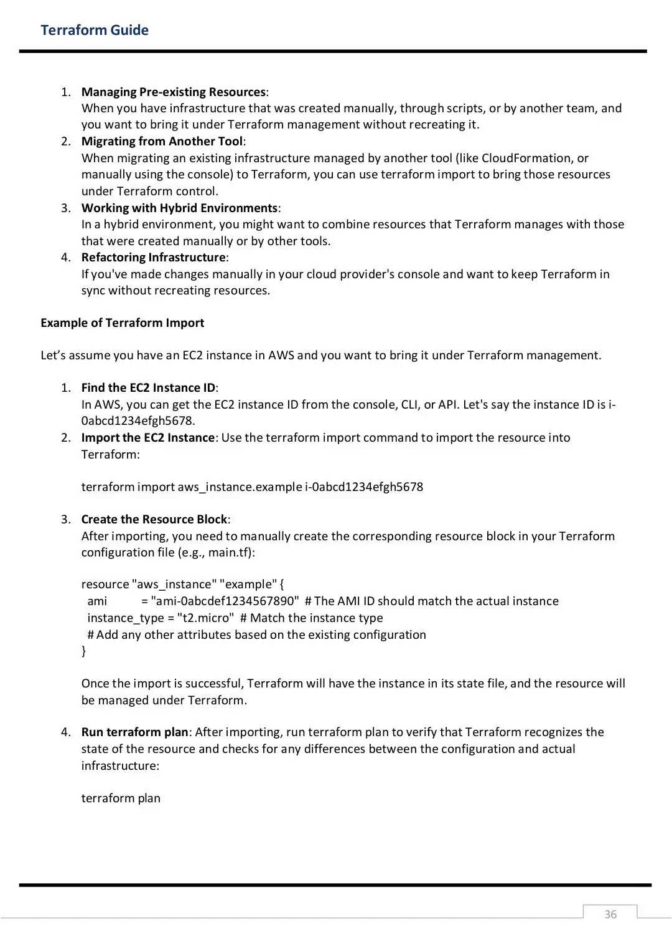2. Import the EC2 instance. Use the Terraform import command to import the resource into Terraform. terraform import aws_instance.example i-0abc1234-5678. 3. Create the resource block. After importing, you need to manually create the corresponding resource block in your Terraform configuration file, for example, main.tf, resource aws_instance example. Once the import is successful, Terraform will have the instance in its state file, and the resource will be managed under Terraform.